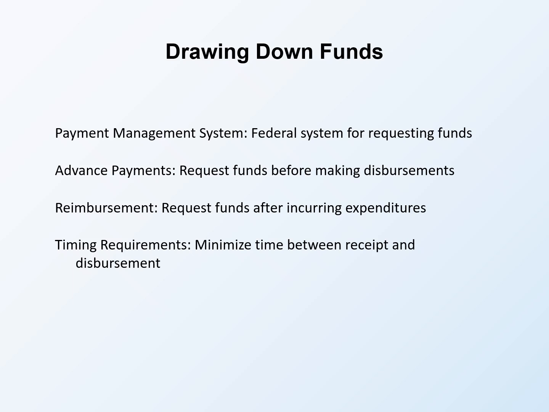Timing requirements minimize time between receiving federal funds and disbursing them. 2 CFR 200 limits how long you can hold advance payments. Drawing down funds far in advance of need is prohibited. Request funds only as needed for immediate disbursement.